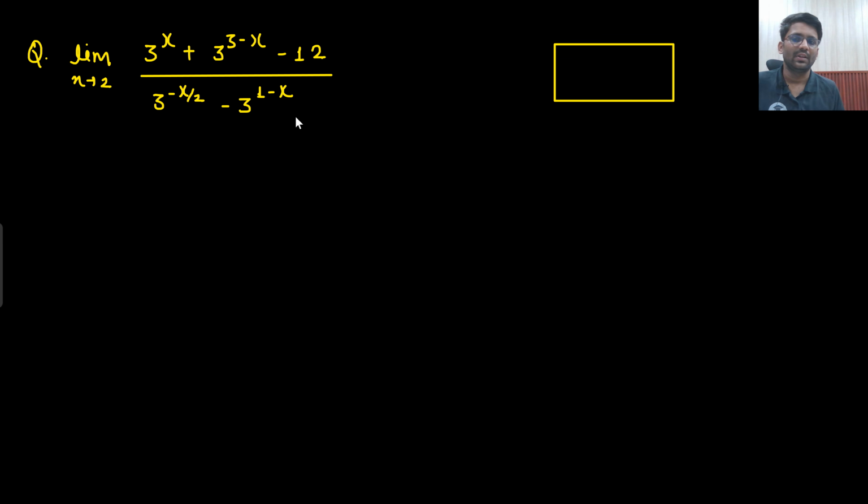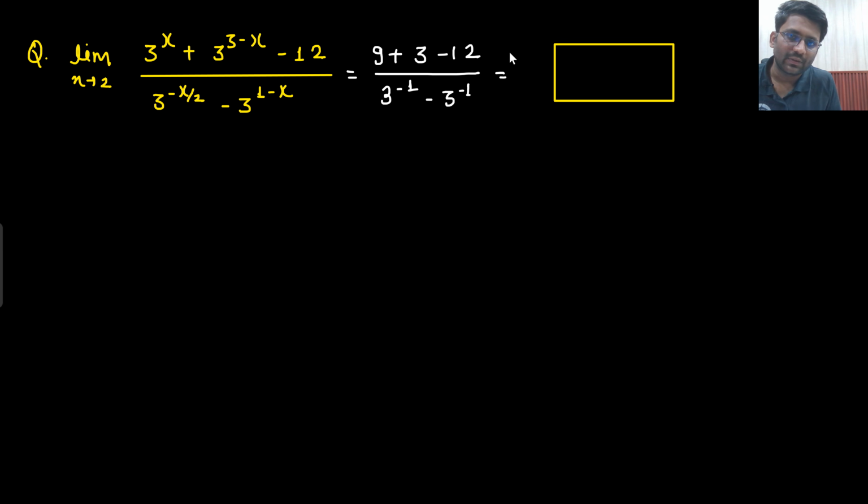Understandable? Let's solve this question. 3 to the power x plus 3 to the power 3 minus x minus 12, divided by 3 to the power minus x by 2 minus 3 to the power 1 minus x. You put the limit, you will get to know that again it is becoming 0 by 0 form. You can see if you put 3 to the power 2, that will be 9. You put 2 here, what you will get? 3 to the power 1 minus 12 divided by 3 to the power minus 1. And you put here 3 to the power minus 1. So 12 minus 12, 0. This is also 0. So again, same thing, 0 by 0.